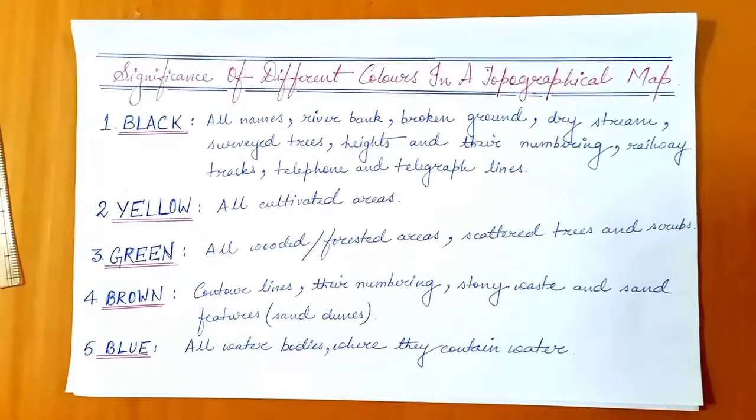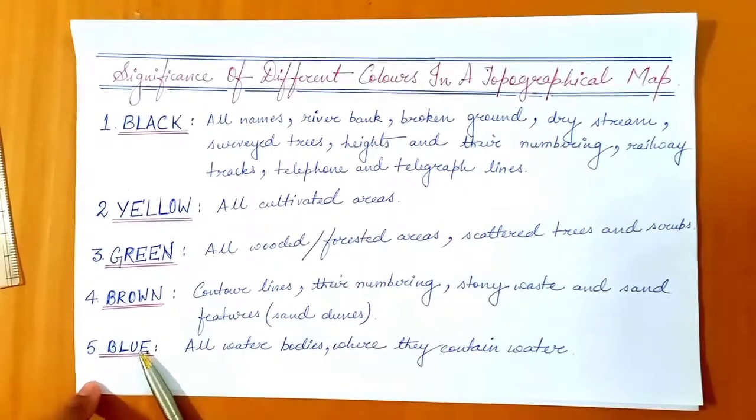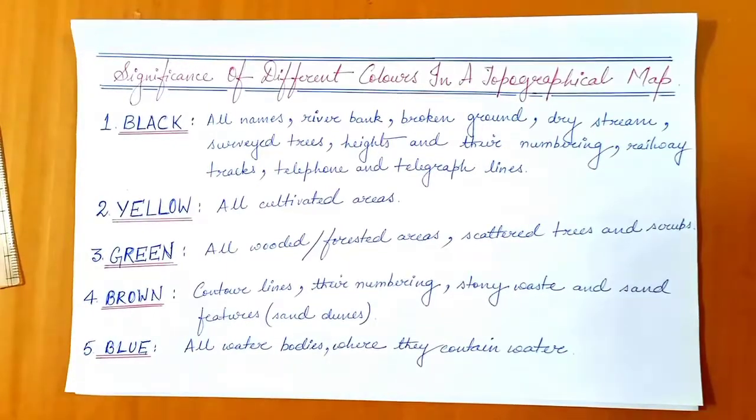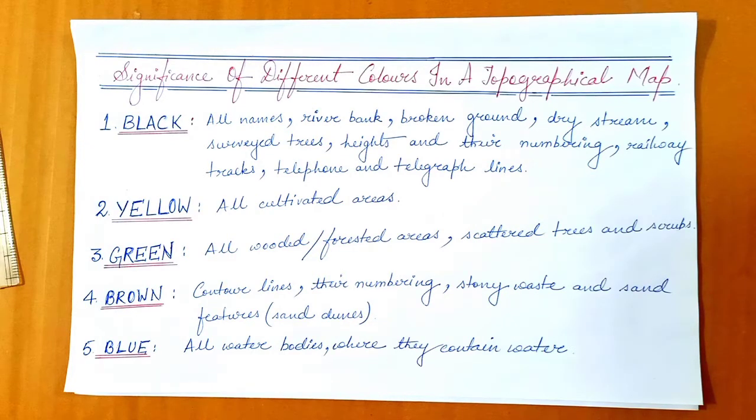The next color in the list is blue. So the blue color is used to show all the water bodies, river, well, tank, all the water bodies. If it is filled with water, then you will find the color blue in the topographical map. The outline of the river or any other water body is with black, but if there is water in the water body, then it is colored inside with blue. So this is how the water body is shown with the blue color in a topographical map.